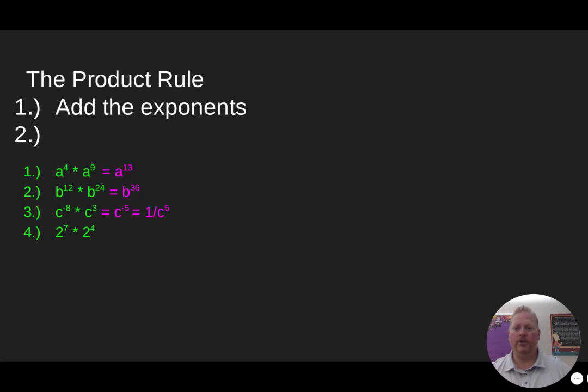Okay, 2 to the 7th times 2 to the 4th. A lot of people will look at that and say, okay, you add up the exponents, and that's 11, and then 2 times 2 is 4, so that makes 4 to the 11th. And that's not the case.